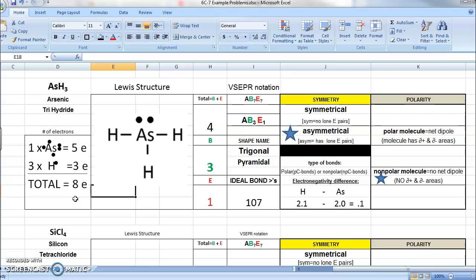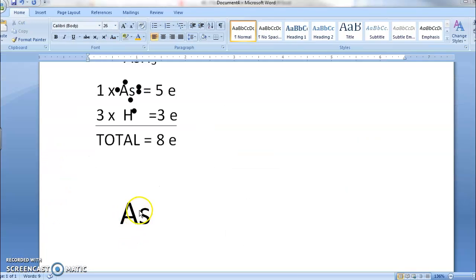Now we have to pick the central atom. Hydrogen has 1 electron. It can only make 1 bond. Arsenic has 5 electrons. It needs to make 3 bonds in order to satisfy the octet rule and get to 8. So arsenic will be our central atom. In step 2 of our Lewis structure rules, we select the central atom and we surround it with 8. So now we're going to draw the molecule. Arsenic is our central atom, and we're going to surround it with the 8 valence electrons it needs.